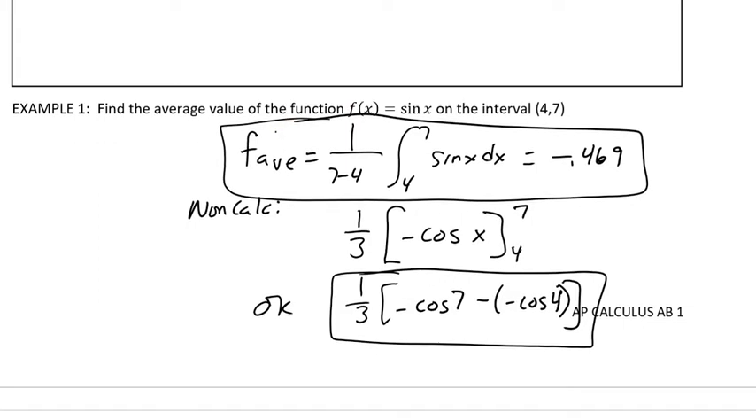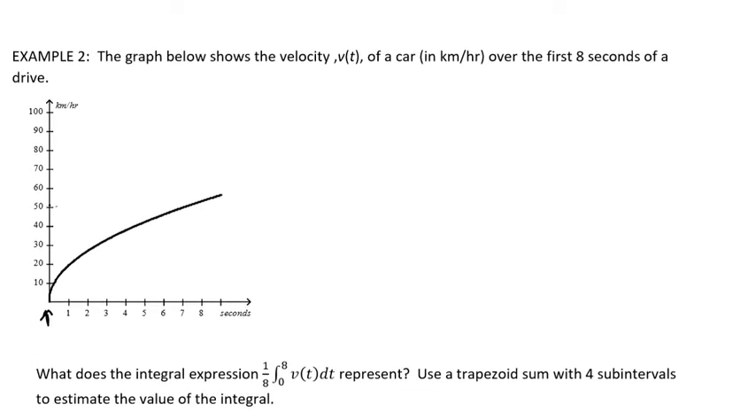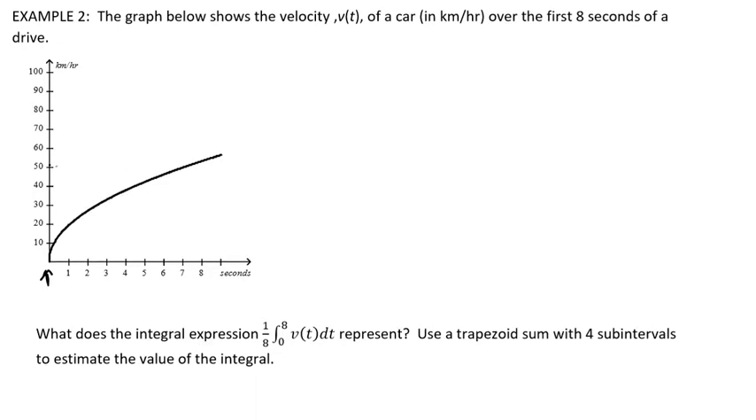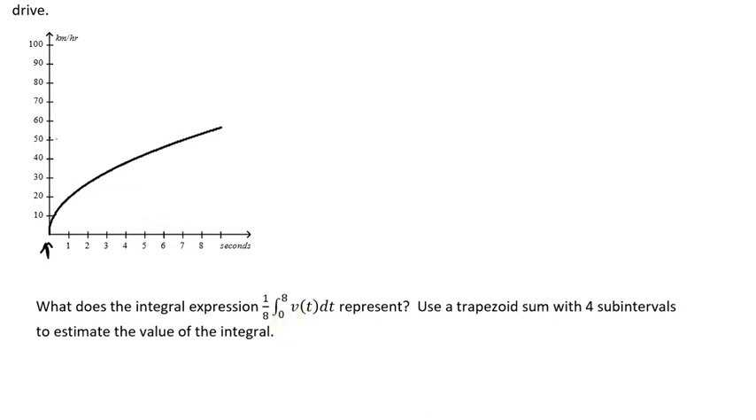The graph below shows the velocity v of t of a car in kilometers per hour over the first 8 seconds of a drive. What does the integral expression 1 over 8, integral from 0 to 8 of v of t dt represent? They will almost certainly do this to you. And as soon as you see that 1 over something, 1 over 8, 1 over 10, 1 over 12, whatever it is, you should suspect average value. 1 over 8 with an integral after it.